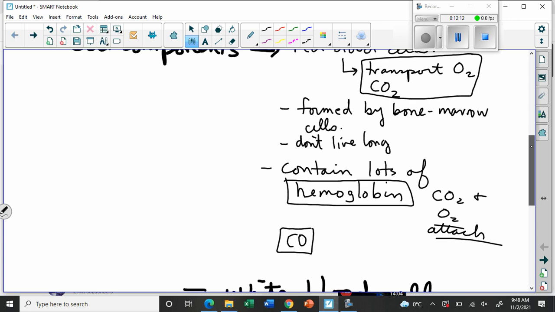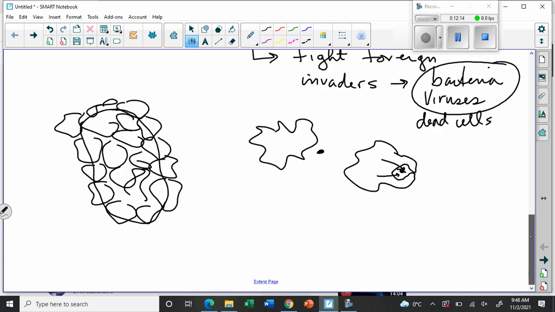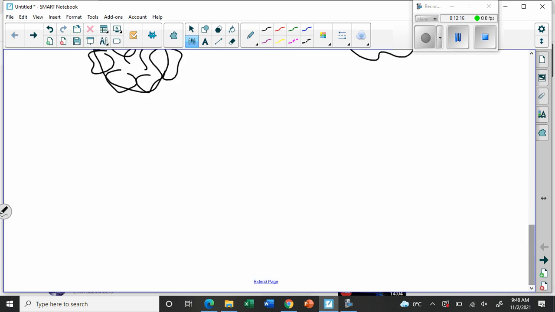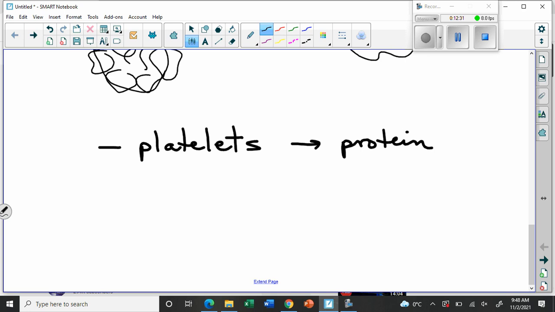And then there is one more component of blood that's not a cell. It's basically a protein. So the last component is what we call a platelet. Platelets. Platelets are a protein. And this protein, its job is to help blood get clotted. So what they do is they form blood clots.